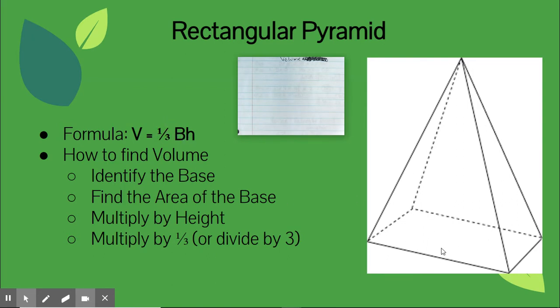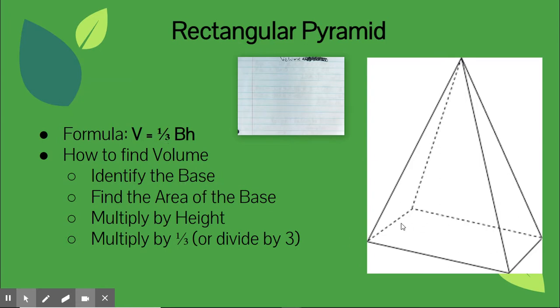So I'm still finding the area of the base of the rectangle and then multiplying it by the height of the pyramid. The height of the pyramid is going to go from the very tip to the middle of the base. Okay, so how tall is that pyramid? And then after I do that, I'm going to take 1/3 of it, so divide it by 3.